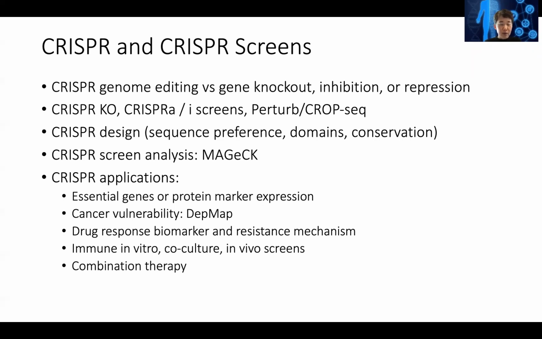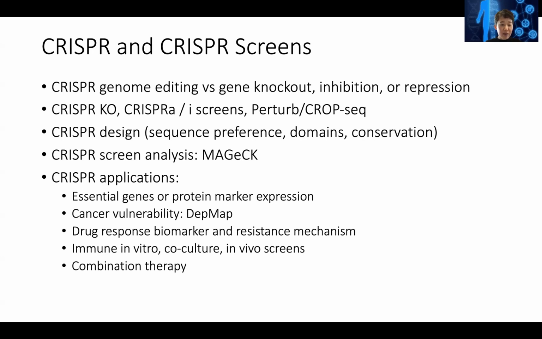For the applications, we mentioned that we want to find the essential genes and the protein markers, and how to use CRISPR screens to identify factors that influence protein marker expression, such as MHC class I expression or PD-L1 expression on the cell surface. We use it to look at cancer vulnerability. We use it to look at drug response biomarkers and resistance mechanisms.